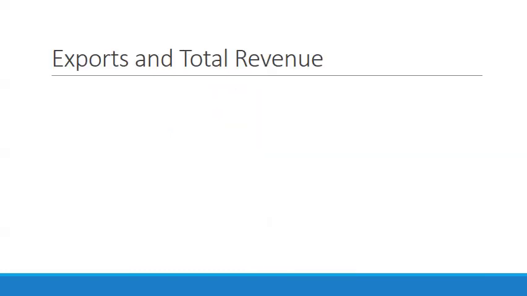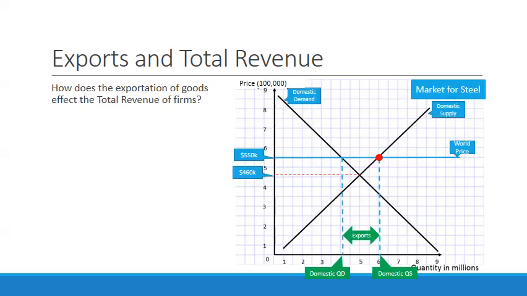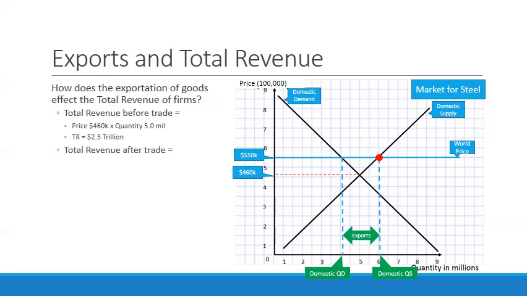Okay, let's look at how exports impact total revenue. So how does the exportation of goods affect the total revenue of firms? When we bring this back up and look at where we stopped at the last point, total revenue before trade is equal to a price of 460,000 times a quantity of 5 million. So total revenue is equal to $2.3 trillion for all firms in the market, not just one. That would be sweet if it was, but it's all firms across the market.